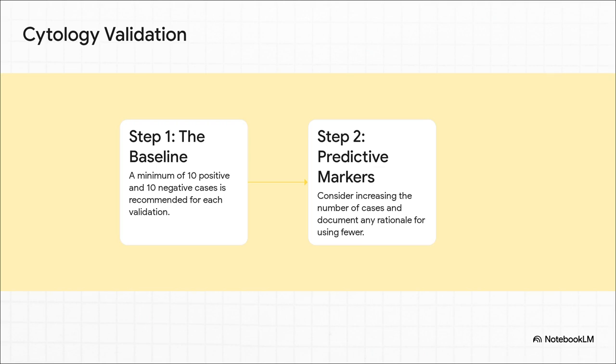So for these special cytology validations, how many cases do you need? The guideline lays out a two-step approach. The baseline is 10 positive and 10 negative cases. But if it's a predictive marker, the stakes are a lot higher, right? So the lab director should really think about bumping that number up, maybe closer to the 20 and 20 standard. And, of course, document everything.